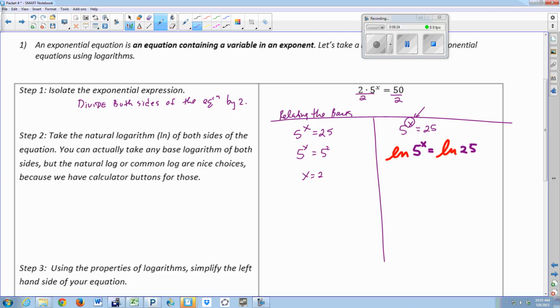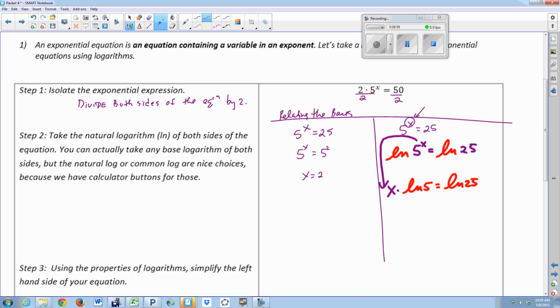Now, these bases are not the same. The base of 5 to the x is 5. The base of the natural log is e. So I'm not composing inverse functions here. But what I can do is I can use my log property that says when I have a power to a power, my x comes down in front. That's how I'm going to get it out of the air, so to speak. I'm going to bring it right down in front using my log property. X comes down in front, and it multiplies the natural log of 5. And on this side, I have the natural log of 25.